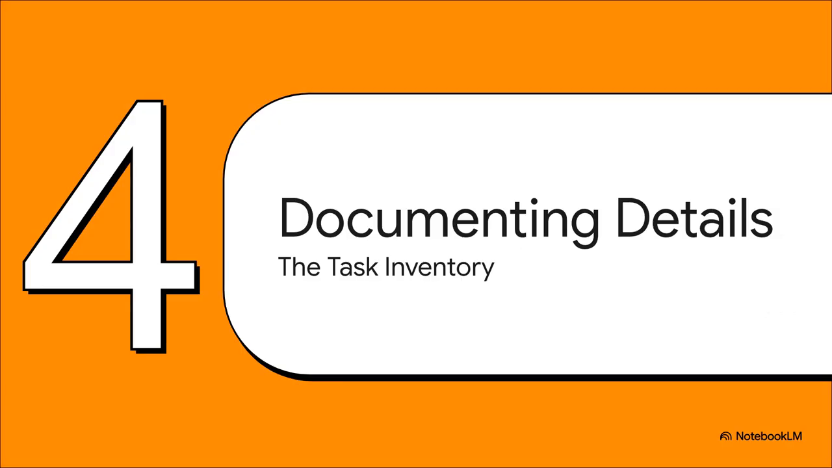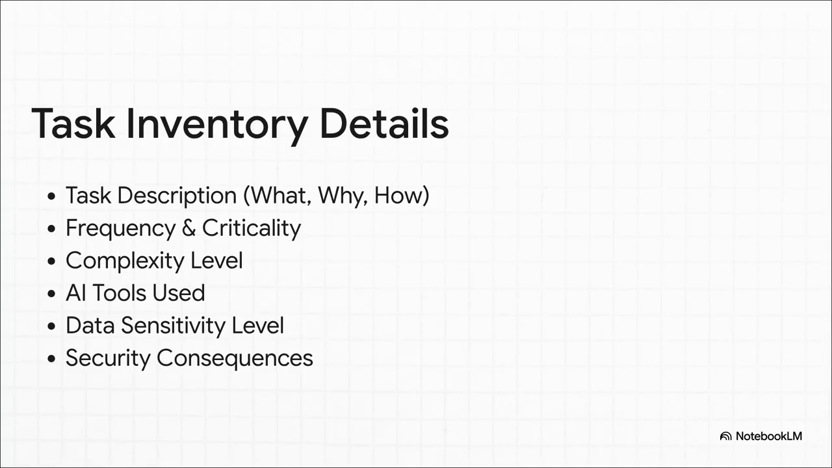Okay, so you've collected all this awesome data. Now what? You can't just let it sit in a pile of notes. You have to organize it into something you can actually use. And that something is called a task inventory. Think of the task inventory as the foundation for your entire training program. For every single AI-related task, you're not just writing down what it is, you're capturing how often it's done, how important it is, the sensitivity of the data, and this is the big one, the potential consequences if it all goes wrong. This level of detail is what lets you make smart moves later.